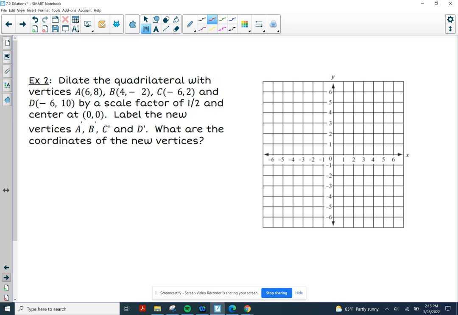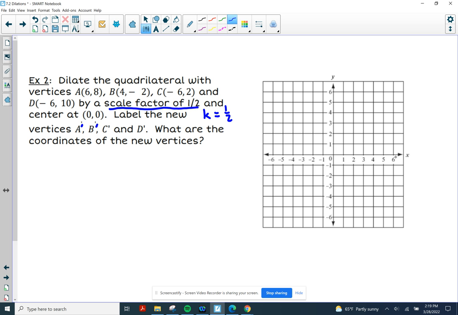Let's go ahead and take a look at example 2. So we're going to dilate a quadrilateral this time. This quadrilateral is going to have vertices 6, 8, 4, -2, -6, 2, -6, 10. We're going to dilate by a scale factor of 1/2. So our K equals 1/2. So we're going to multiply by 1/2. We're centering it at the origin. And we're going to label the new vertices A prime, B prime, C prime, and D prime. What are the coordinates of the new vertices? We'll list them here in a minute, but let's go ahead and draw the original quadrilateral.